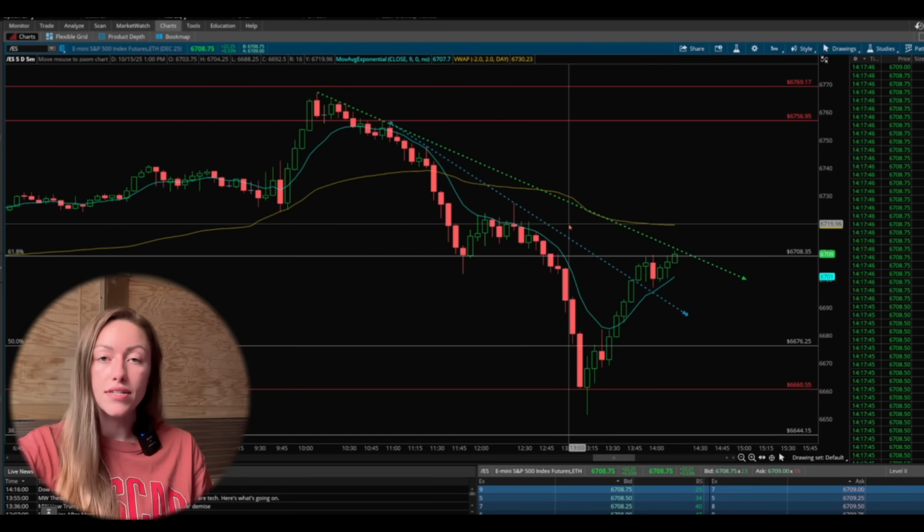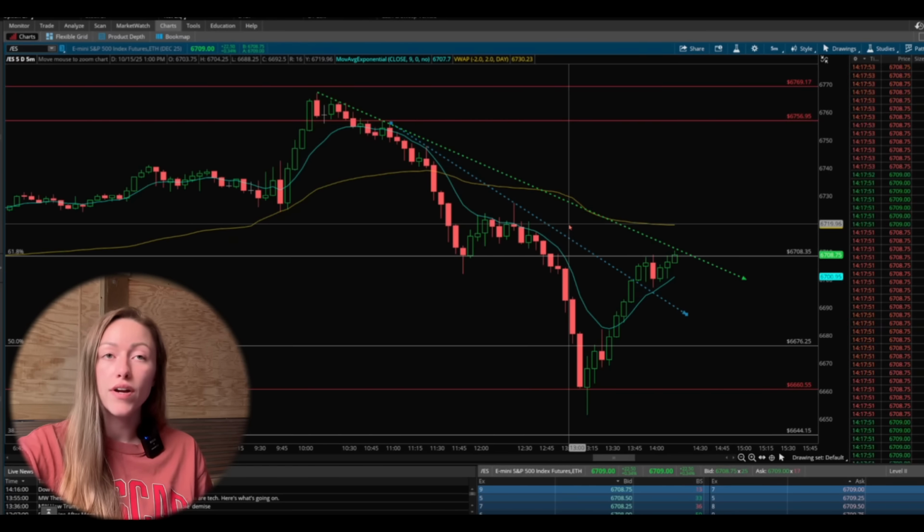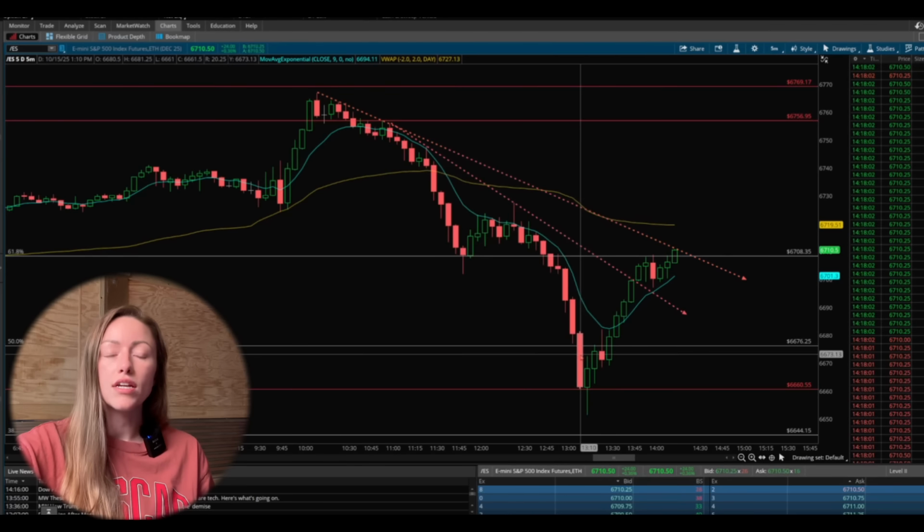Indicators are lagging price action, so keep that in mind. But again, these are great training wheels if you are just starting out or just need to go back to very basics and simplify what you are doing. So we're going to turn these red to signify a downtrend.